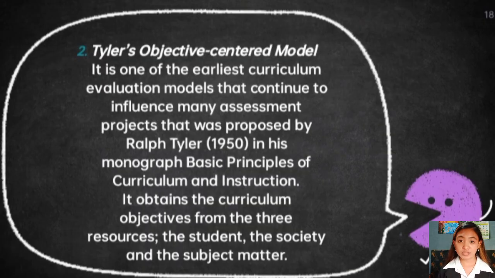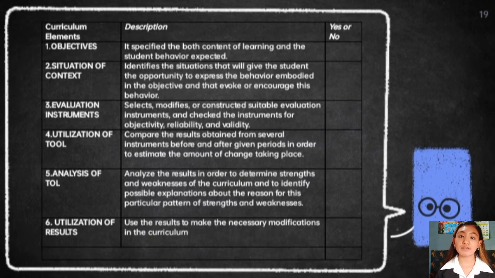So the second model is the Tyler Objectives Centered model. So Ralph Tyler in 1950 proposed a curriculum evaluation model which up until now continues to influence many curriculum assessment processes. So presented are the several steps or elements in this model.